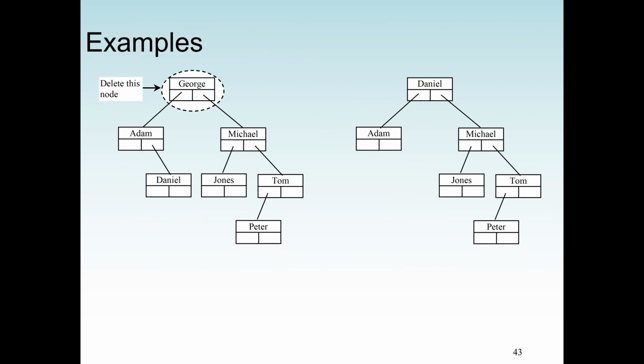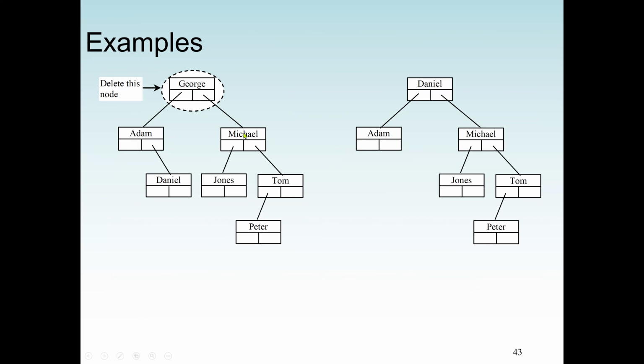Now to delete George, since it's a string, we are going to use the letters. For example, A is less than B, Z is greater than Y, etc. So you can see this binary tree, George. To the left is Adam because A comes before G. But to the right is Michael because M is greater than G. G comes before M in the alphabetical order.